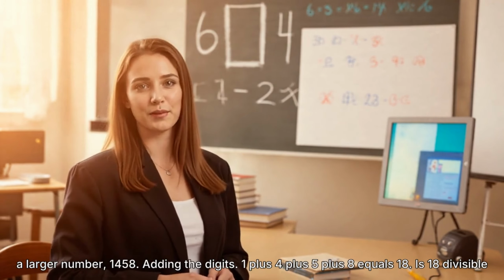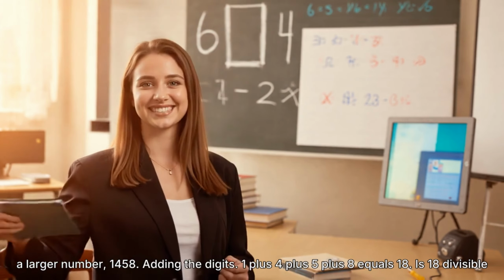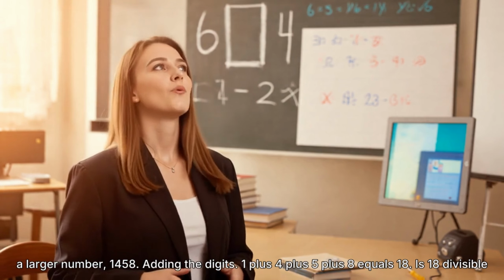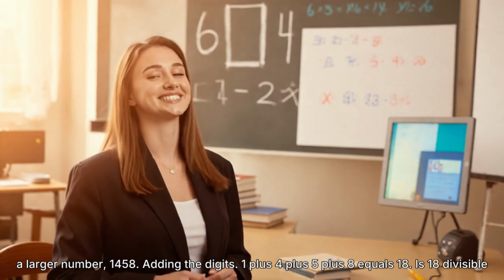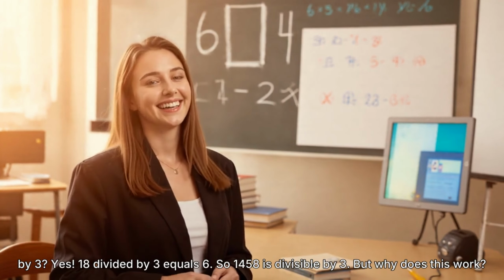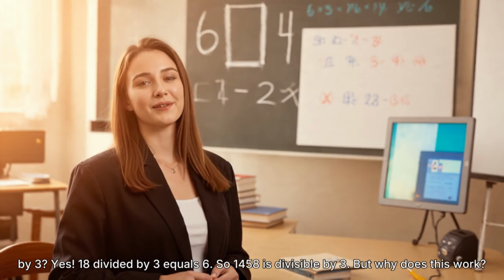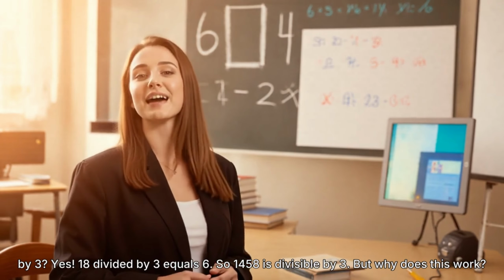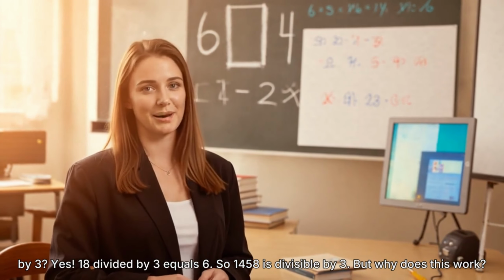Let's try a larger number, 1,458. Adding the digits, 1 plus 4 plus 5 plus 8 equals 18. Is 18 divisible by 3? Yes, 18 divided by 3 equals 6. So 1,458 is divisible by 3.